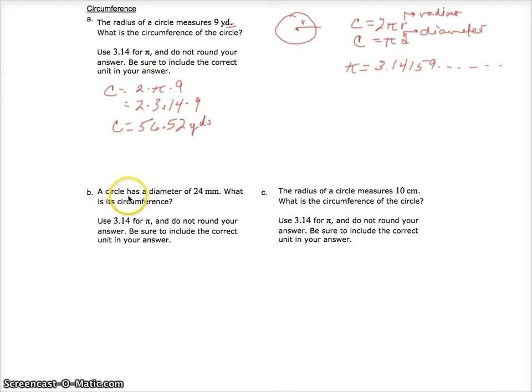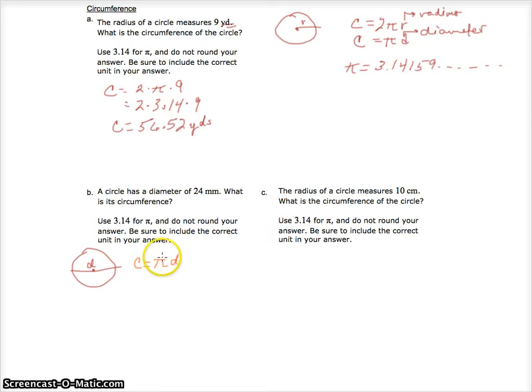Part B is the circle has a diameter of 24 millimeters. What is its circumference? So let's look at our situation. I've got the circle, and it gives me the diameter, so it's the distance all the way across, d. Remember that I have two different formulas, 2 pi r or pi d. Well, since I have the diameter, I want the circumference to equal pi times the diameter.